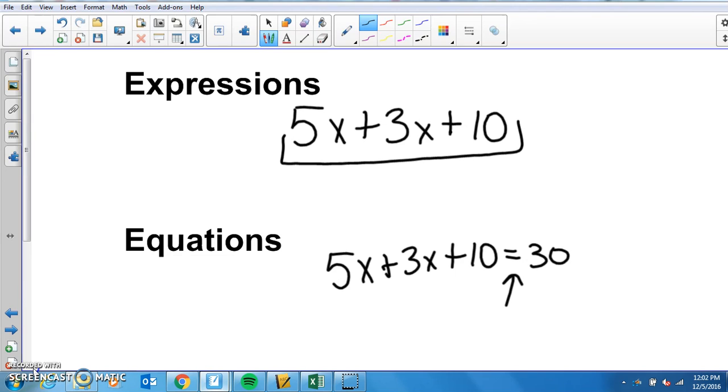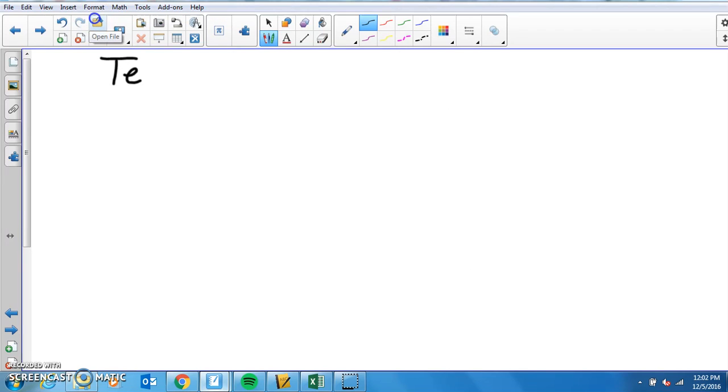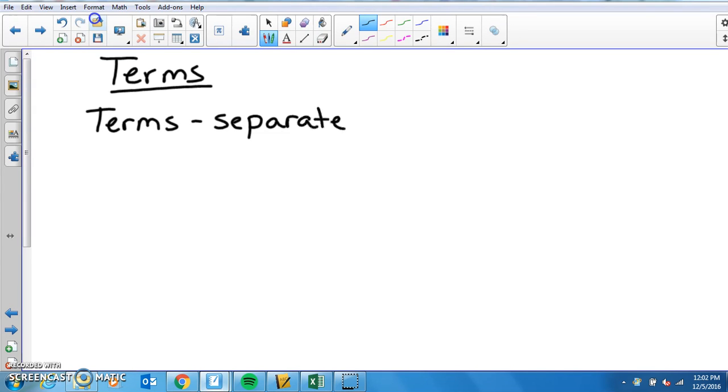One of the things I also need you to remember, I'm sure you talked about, is something called terms. Terms are things that are separated by addition and subtraction signs, okay? So I'm going to go on to the next page, and I'm going to have a list of terms for you to copy down. Some of these things you know. Some may be something new for you. So the first thing we have is terms. Terms are separated by addition and subtraction signs.